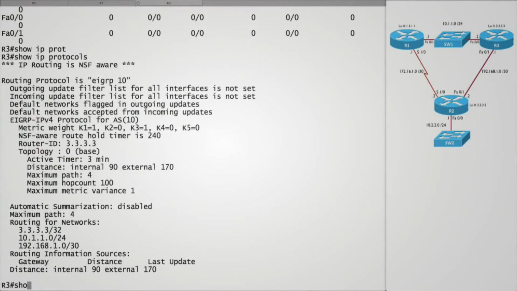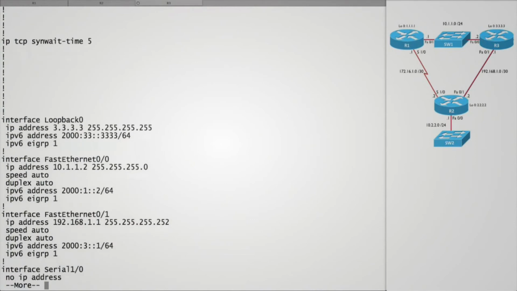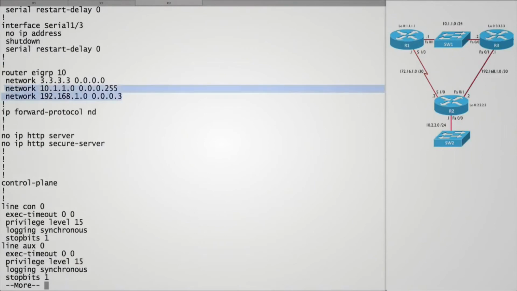I'll also do a show run here on R3. Since that seems to be the router that's giving us issues, we might want to take a close look at the running config. There we have our network statements.